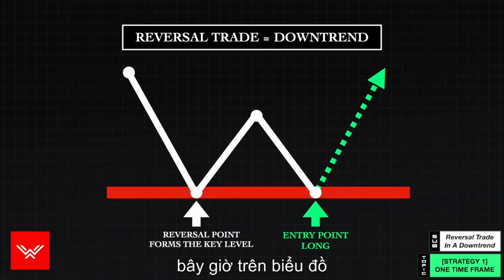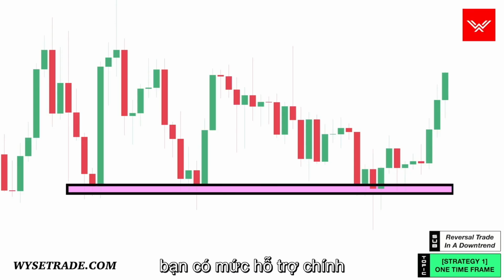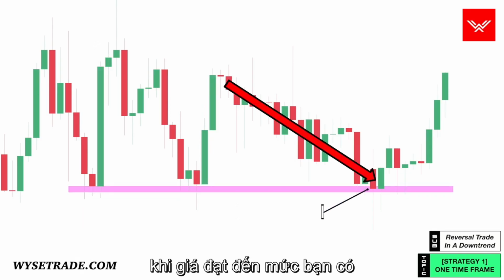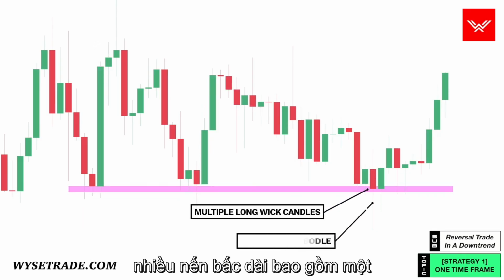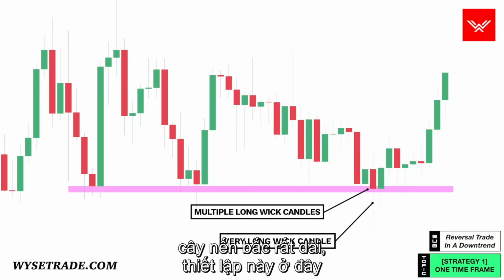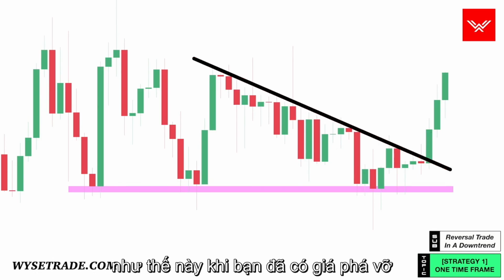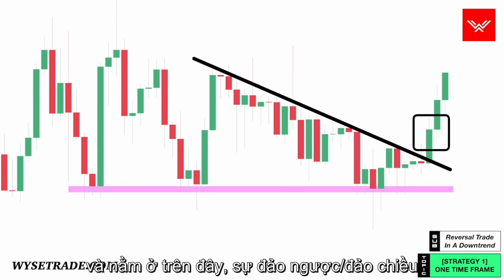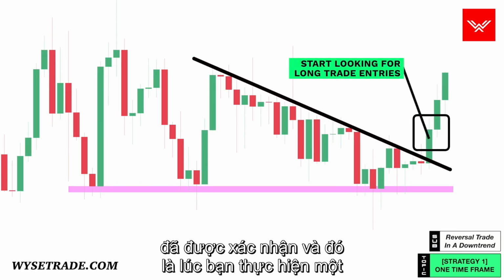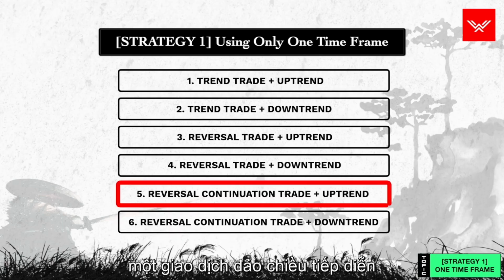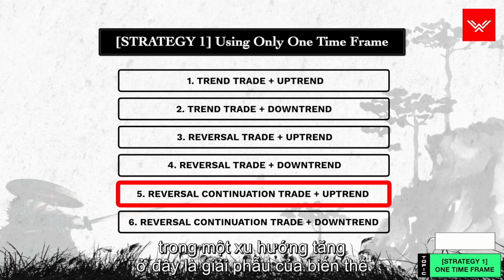Now on the charts, you have your key level of support because of these two reversal points here. As price reached the level, you had multiple long wick candles, including a very long wick candle. This setup here allowed for a trend line to be placed like this. Once you had your breakthrough and above here, the reversal is confirmed, and then that is when you would take a long trade entry. So next, a reversal continuation trade in an uptrend.